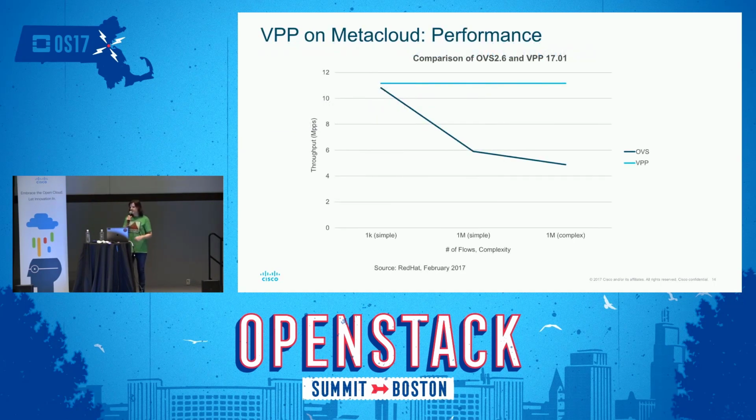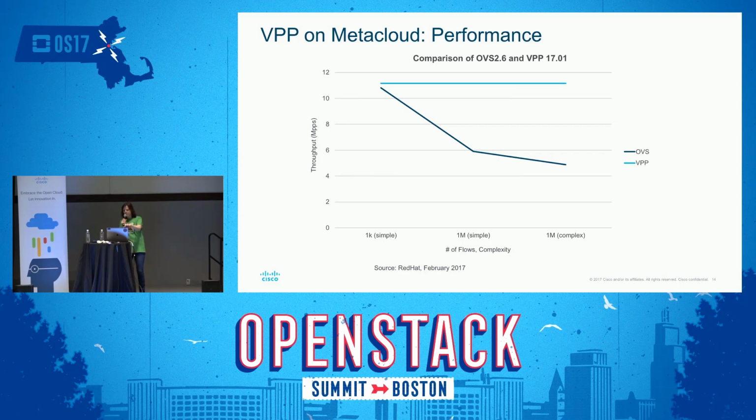So finally, I wanted to give you something pretty to look at. Let's talk performance. These are numbers that were published by Red Hat this past February. What you're looking at here, on the y-axis, is throughput measured in millions of packets per second. And on the x-axis, you've got number of flows and increasing complexity.